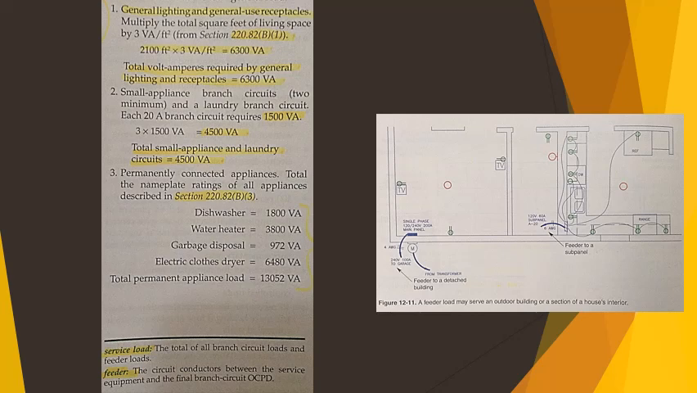Step 3, permanently connected appliances. The total nameplate ratings of all appliances described in section 220.82(B)(3). We have in this case a dishwasher 1800 VA, a water heater 3800 VA, garbage disposal 972 VA, electric clothes dryer 6480 VA, and the total permanent appliance load, the total of all those, is 13,052 VA.